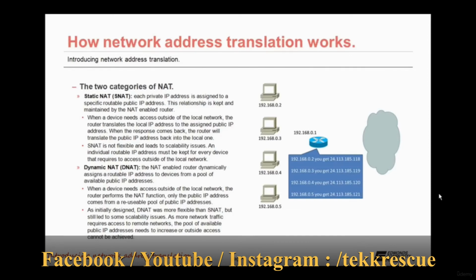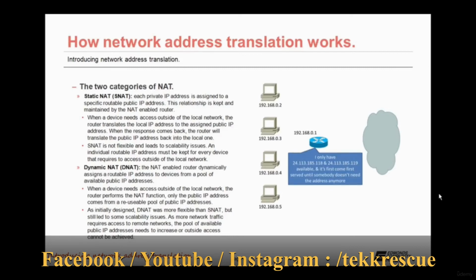An individual routable IP address must be kept for every device that requires access outside of the local network. So as the network grows, you need to increase the amount of public IP addresses that are under your control. That gets kind of expensive and kind of complicated. They developed dynamic NAT to resolve some of that issue.